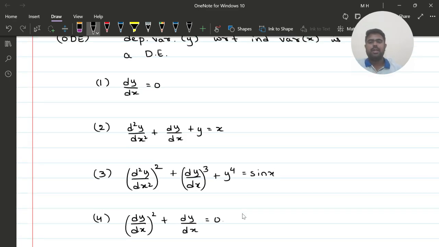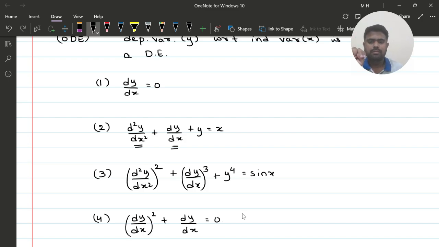In the first case, when I have dy by dx is equal to 0, look at this derivative, dy by dx. It is the first order derivative of y with respect to x, and this is the only derivative in the differential equation. Coming to the second one, we have d square y by dx square, which is the second order derivative, and dy by dx, which is the first order derivative. There are two derivatives in this differential equation.